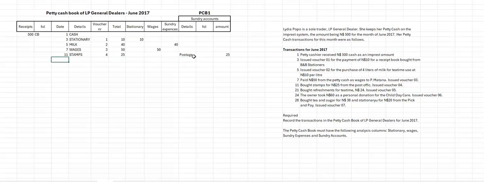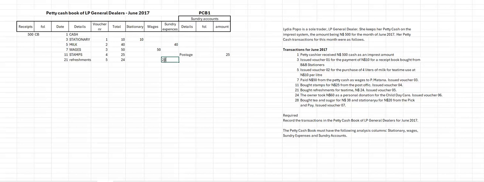Then we go to the 21st. On the 21st, we bought refreshments for tea time, $24, issued voucher 5. So on the 21st, we bought refreshments. Okay. And we say we used voucher number 5. We spent $24. And where did we spend it? Stationery, wages, sundry expenses. You see that milk is also falling under sundry expenses. So anything that you buy for the staff will fall under sundry expenses.